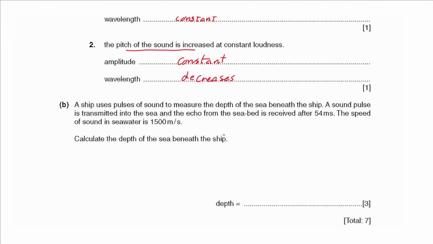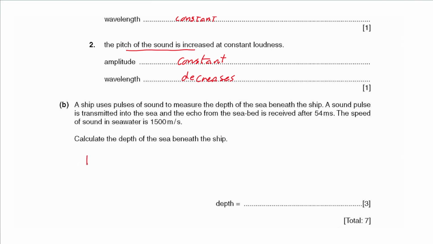Question B says a ship uses pulses of sound to measure the depth of the sea beneath the ship. A sound pulse is transmitted into the sea and the echo from the seabed is received after 54 milliseconds. The speed of sound in seawater is 1500 meters per second. Calculate the depth of the sea beneath the ship.